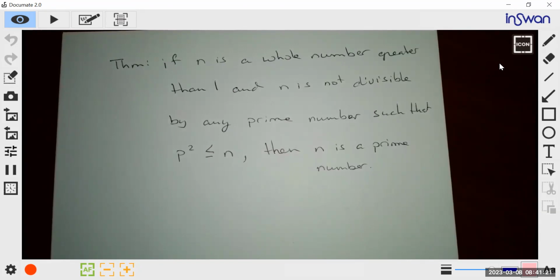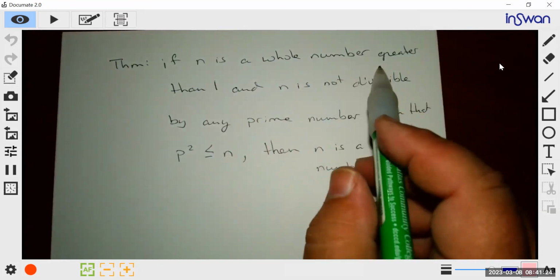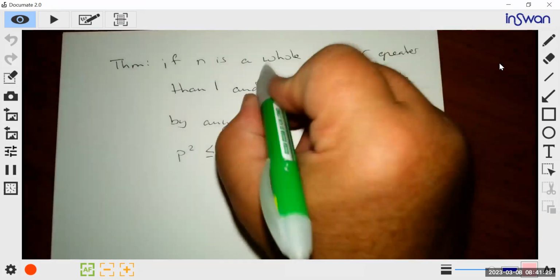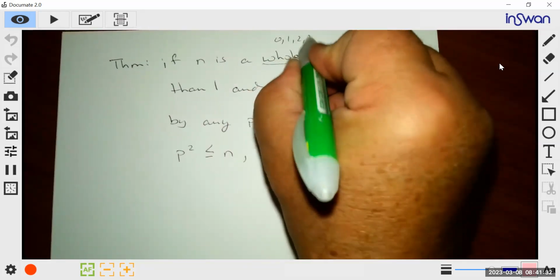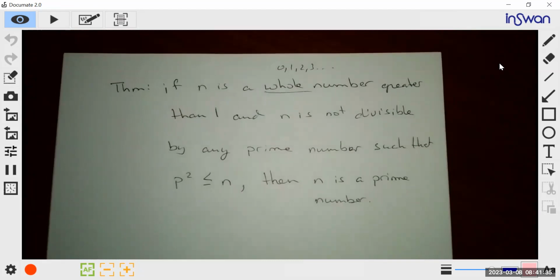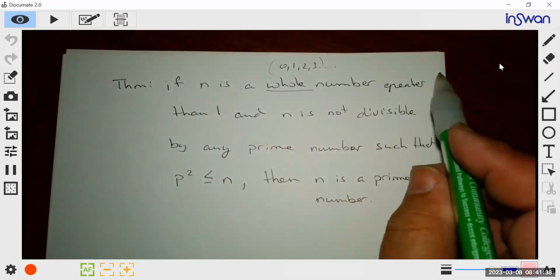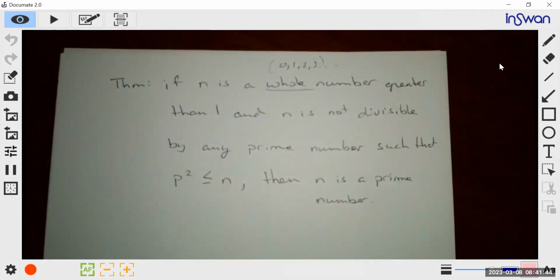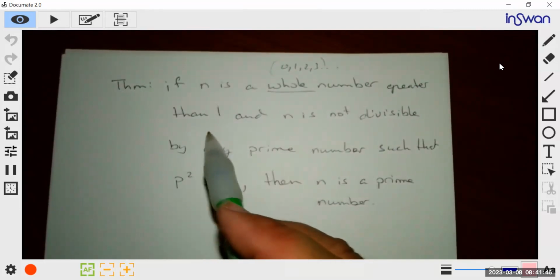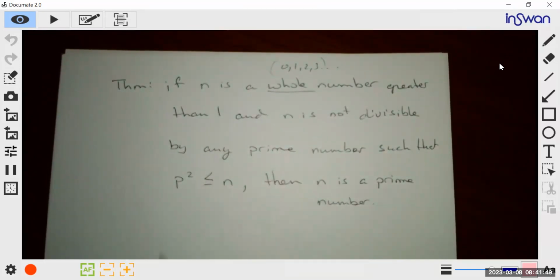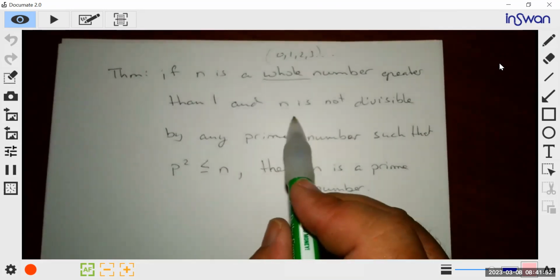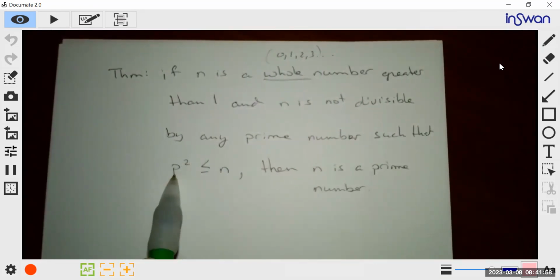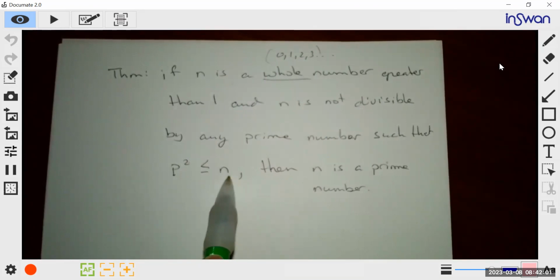So if N is a whole number, what's a whole number? A whole number is any number from 1, 2, 3, all to infinity. But this is greater than 1, which is the natural numbers minus 1. The reason 1 is a universal number, so this wouldn't matter. 1 is automatically a prime number. N is not divisible by any prime number such that the prime factors, if I square them, are going to be less than the number I'm looking at.